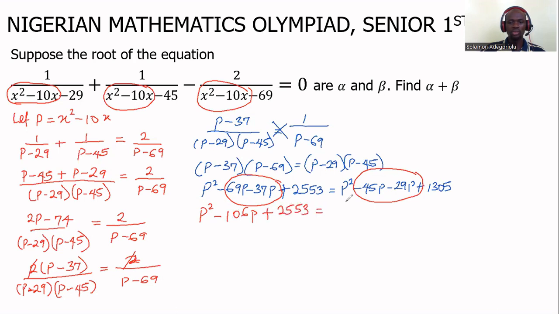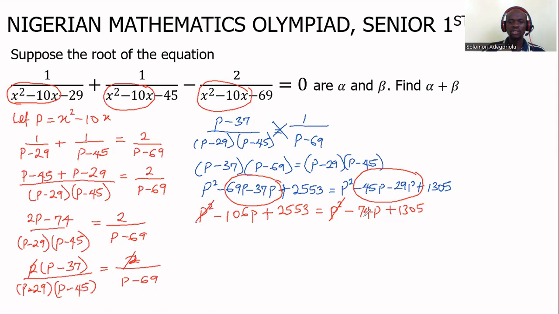Plus 2553 is equal to, then this is P squared. If we add this one together, we're going to have minus 74P plus 1305. Okay, you agree with me that the P squared will cancel the P squared, and we are left with minus 106P plus 2553, which is equal to minus 74P plus 1305.